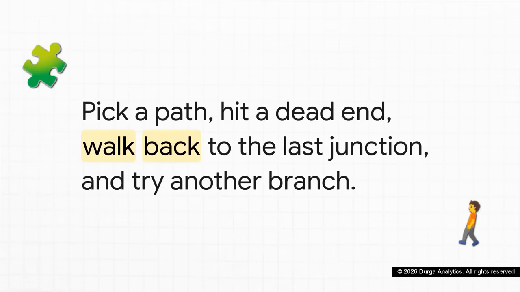Think of it like walking through a giant physical maze. You pick a path, right, and you walk down it as far as you possibly can. If you hit a dead end, you don't magically teleport back to the start. No, you just walk back to the last junction and try a different branch. You explore one path deeply, then you back up. In our code, this backing up is absolutely crucial. It means we're restoring our application state before we try the next available option.